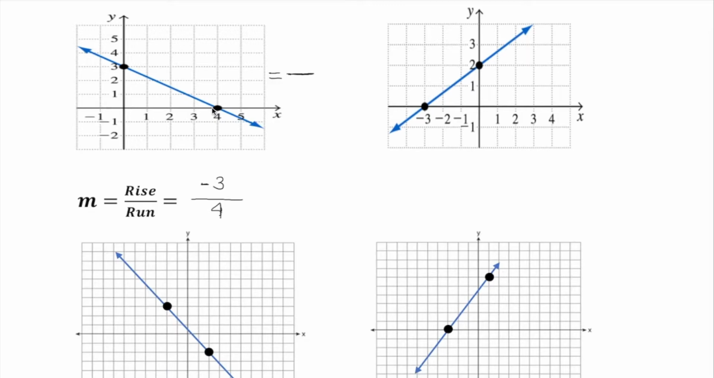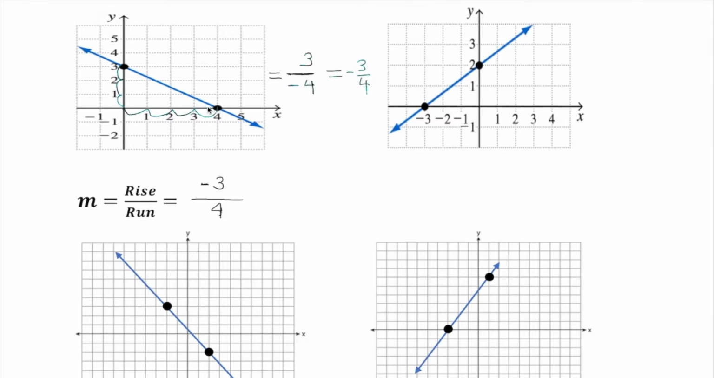So if I go to the left, 1, 2, 3, 4 to the left. That is 4 going to the left, and 1, 2, 3 up, which is positive. So again, it's the same as -3/4. Both of them are technically the same answer.